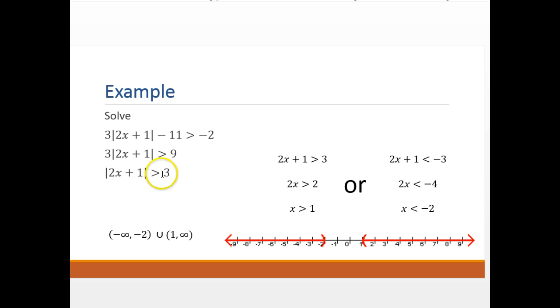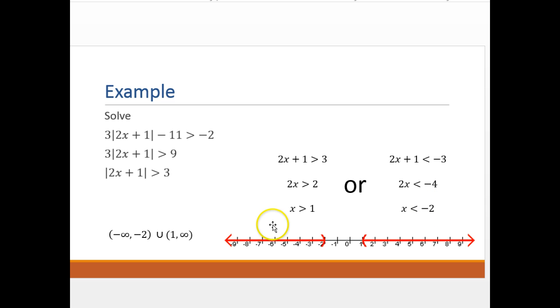So I have two situations I have to look for. Either 2x plus 1 is greater than 3, or 2x plus 1 is less than negative 3. If 2x plus 1 is greater than 3, then 2x is greater than 2, and x is greater than 1. Or, if 2x plus 1 is less than negative 3, 2x is less than negative 4, x is less than negative 2.